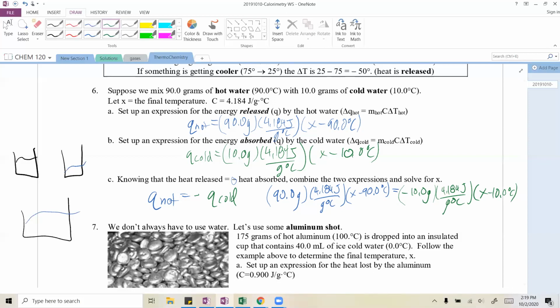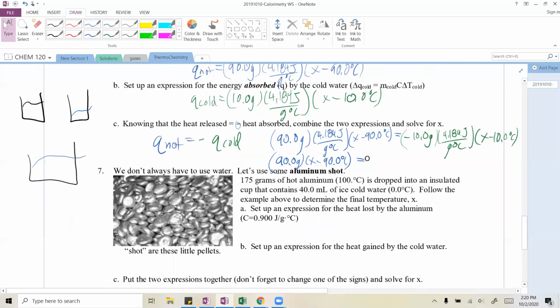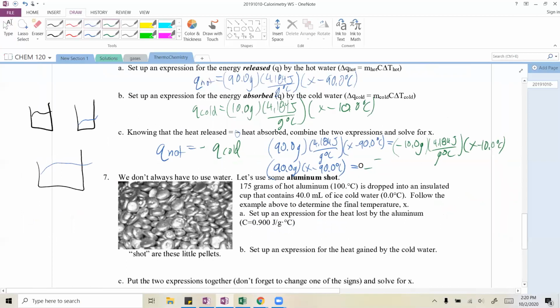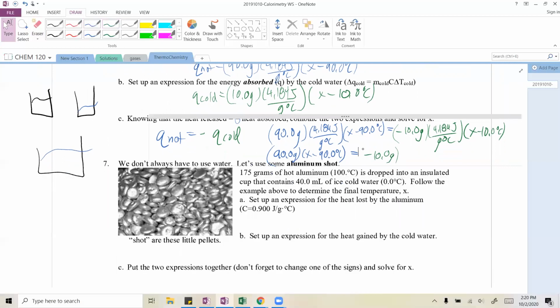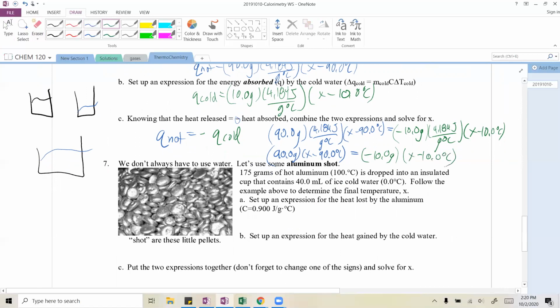So if we're ready to solve for x, we can go ahead and remove our heat capacities, right? I can divide both sides by 4.184. That gives me 90.0 grams times x minus 90.0 degrees Celsius being equal to negative 10 grams times x minus 10.0 degrees Celsius. I'm going to move that over here so that we can have a little bit of space. So I can consolidate my terms.